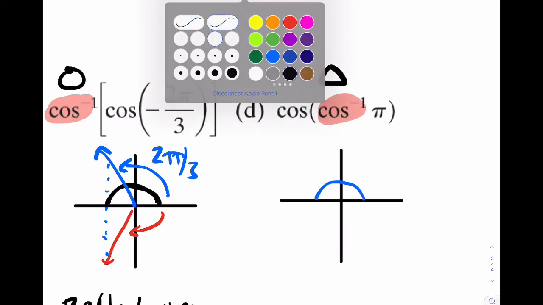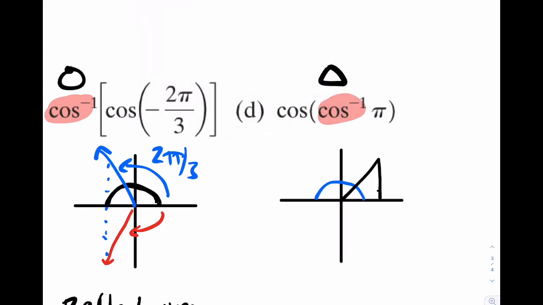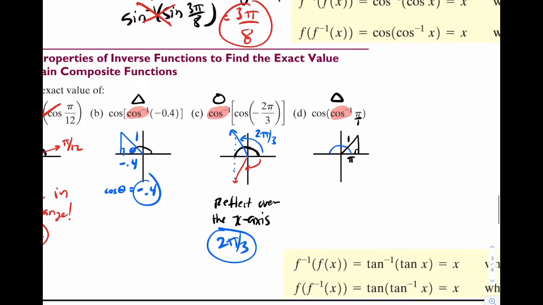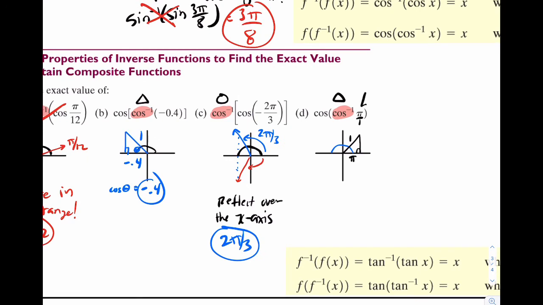Now we're going to put a triangle in quadrant 1 because pi is positive. And think of this as pi over 1. So that's pi and that's 1. So it's very important to understand that that is not an angle. Not an angle. Pi is just a number.